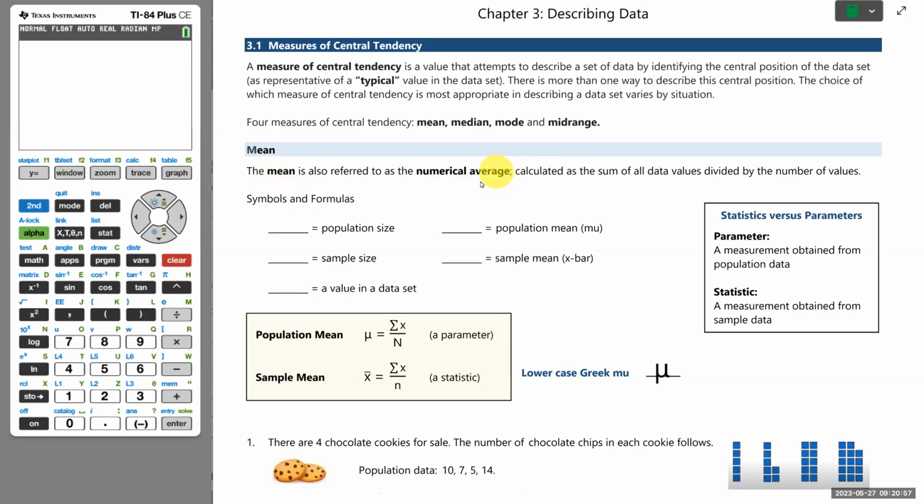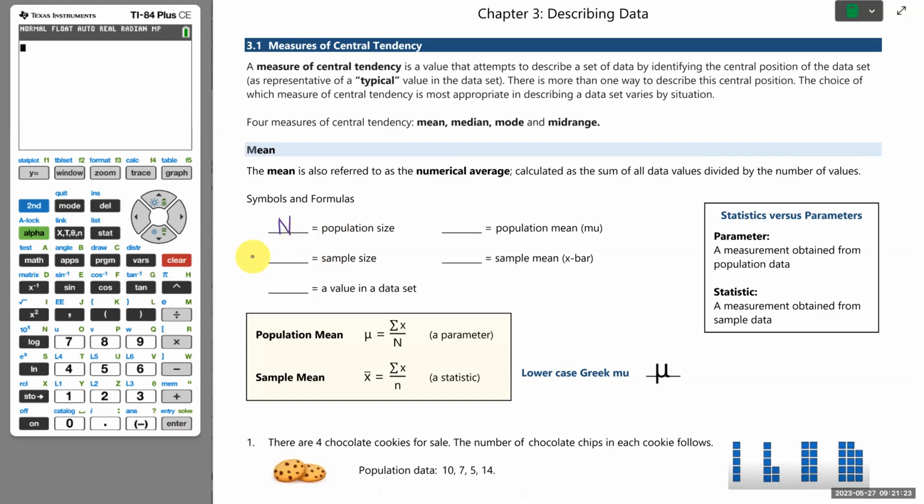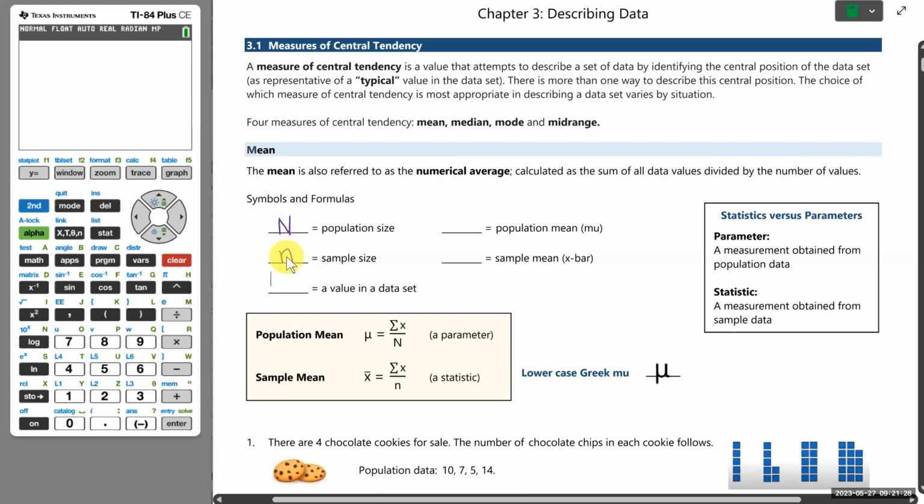So mean or average of a data set, and we will find the mean in a moment, but I first want to talk about symbols. So if we're able to gather data from an entire population, then the symbol that denotes the size of our population will be capital N. If we are relying on sample data, so we collect a subset of the population, then that sample size is indicated with a lowercase n.